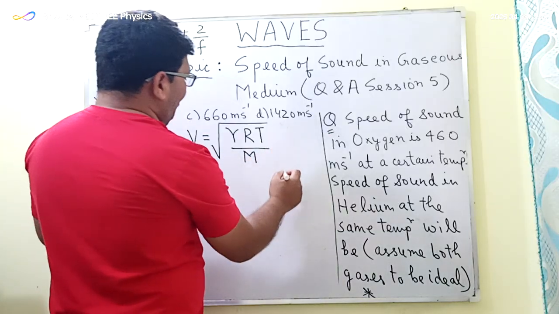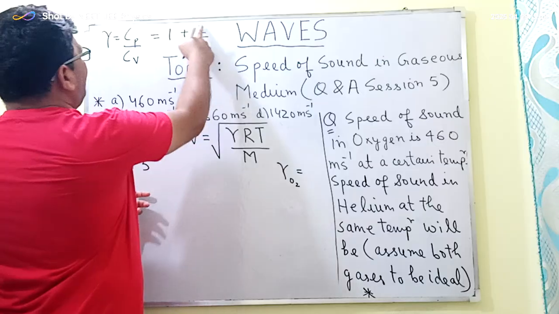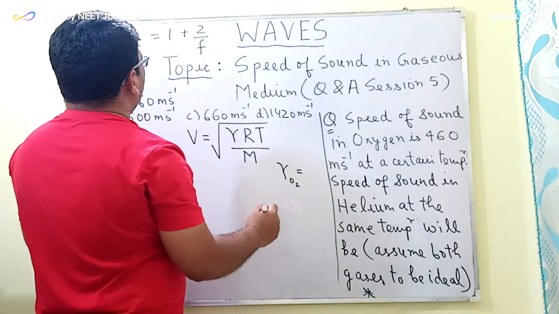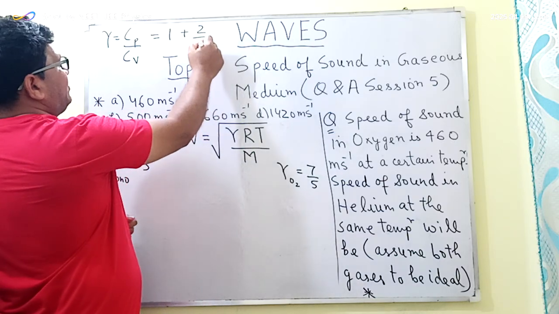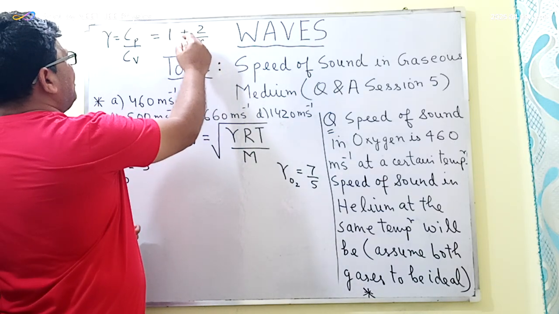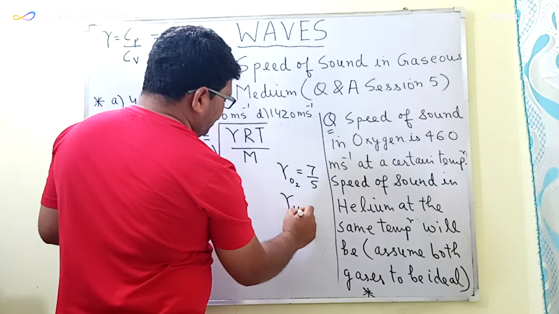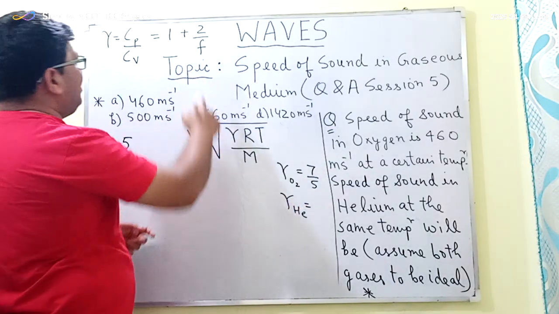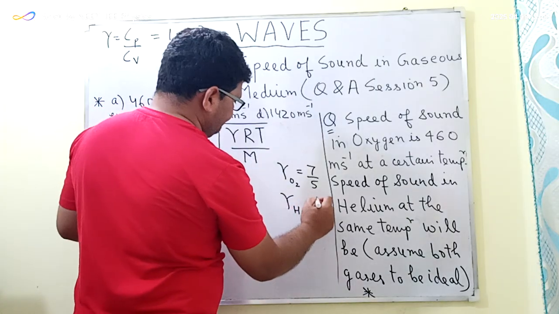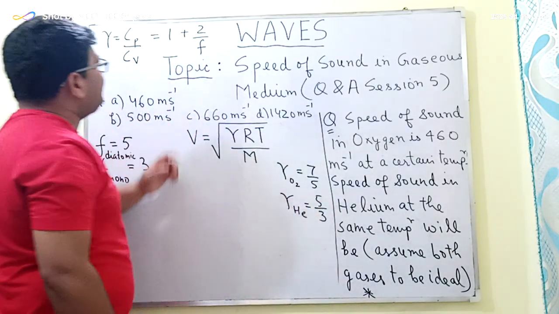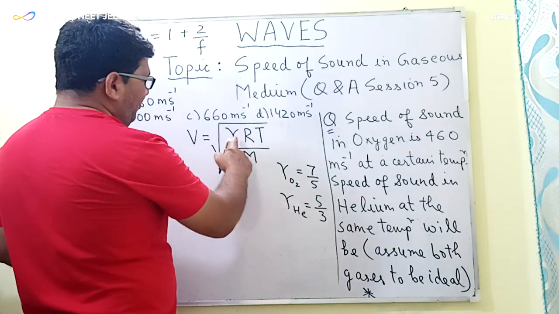So the value of gamma for oxygen will be equal to 1 plus 2 by 5. If I take the LCM, it will be equal to 7 divided by 5. And similarly, for helium, if I substitute the value of F as 3, gamma will be equal to 5 by 3. This formula is available in the chapter of heat and thermodynamics. So we have found the value of gamma.